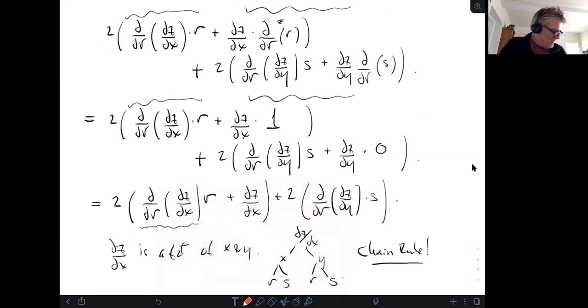This part here says del over del r multiplied by del z over del x. Yeah, when you did the chain rule the second time. Okay, yeah. So going from here to the next slide, right?